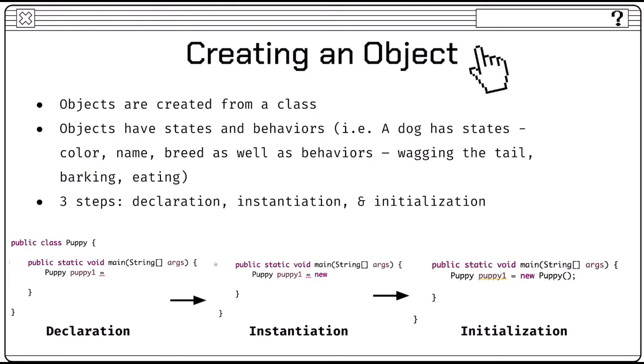Below is an example of an object. We have a declaration, instantiation, and initialization. Feel free to pause the video if you would like to read the code and understand objects.